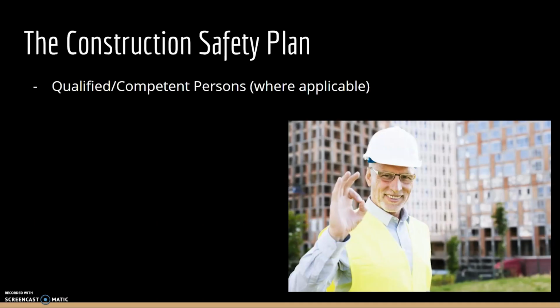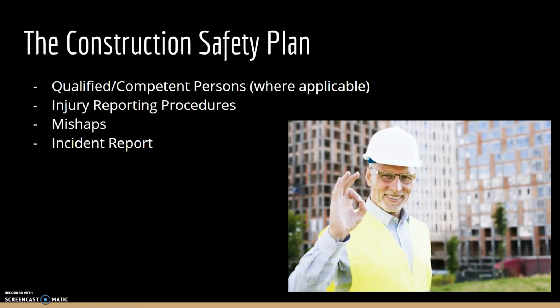Which brings us to the Construction Safety Plan. Included in the plan is a list of qualified and competent persons. There's also procedures on reporting injuries and mishaps. There's also information on incident reports and emergency procedures, along with nearby hospital identification and a map. But last but not least, the job hazard analysis tables are included in the Construction Safety Plan to limit the amount of incidents on the site.